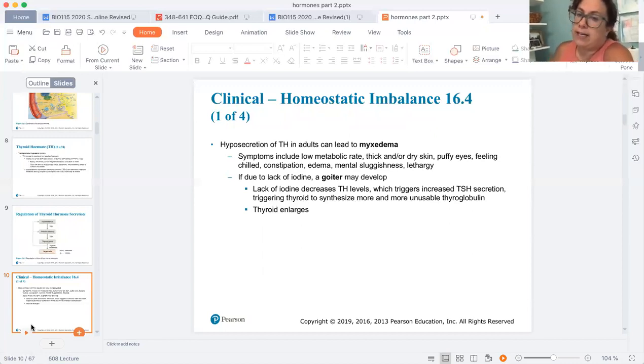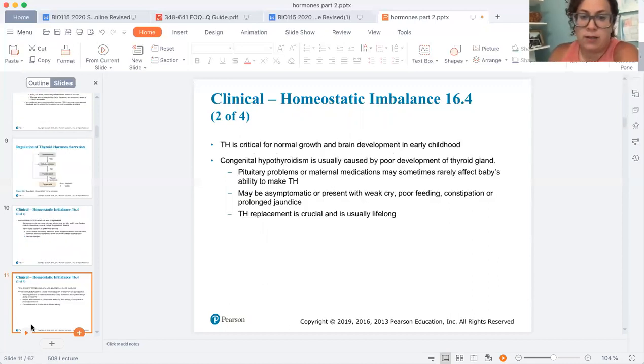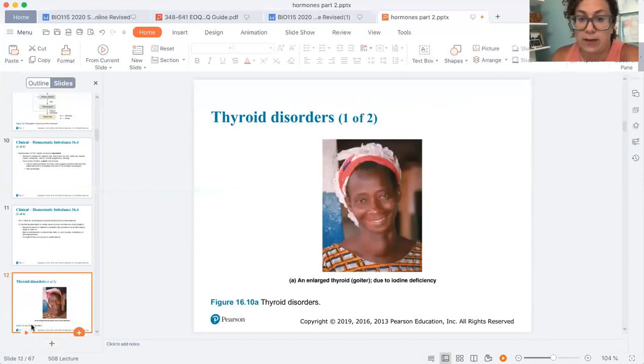If there's lack of iodine in the diet, you might get goiter. This does not typically happen in this country. Goiter means enlargement of the thyroid gland. When a child is born with congenital hypothyroidism, it can be very crucial, and they'll need lifelong support to keep their thyroid hormones up so they can keep developing in a safe manner.